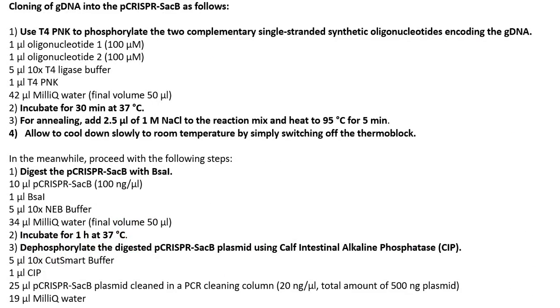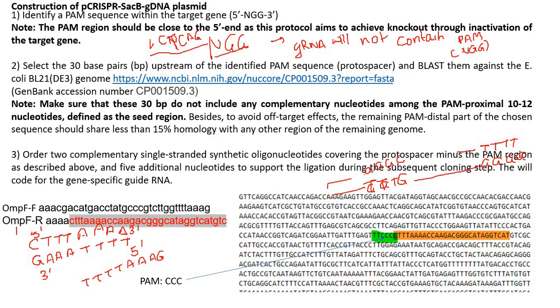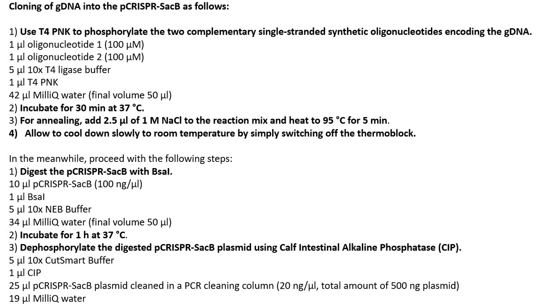Now you have your primers, and you have to anneal them. Annealing is very common. Take the forward primer and reverse primer, 100 micromolar, 1 microliter each. Take the ligase buffer and T4 polynucleotide kinase, which will phosphorylate your sequence. Add nuclease-free water and incubate at 37 degrees. For annealing, add 2.5 microliters of 1 molar NaCl and heat to 95 degrees for 5 minutes, and your annealing is done. How much time will it take? 30 and 5, so 35 minutes. But you have to have all these things ready with you.